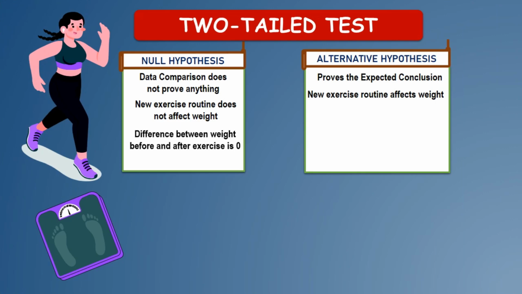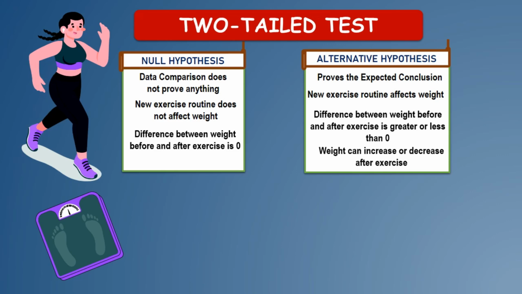Now let's consider the example where new exercise affects the weight. So the null hypothesis will be that the difference in weight before and after exercise will be zero, whereas the alternative hypothesis will be that the difference between weight before and after exercise will exist. Here, notice that we are not saying that weight should increase or decrease, but just that the weight would change. So the difference would be either positive or negative, that is less than or greater than zero.